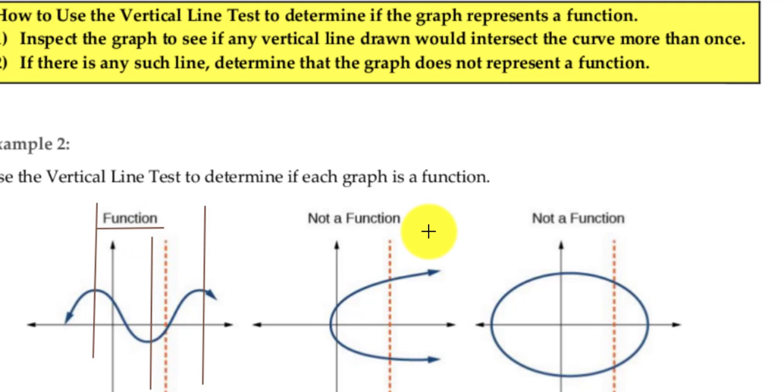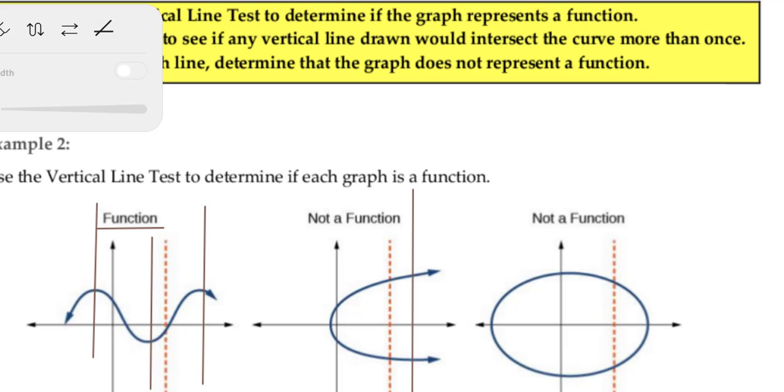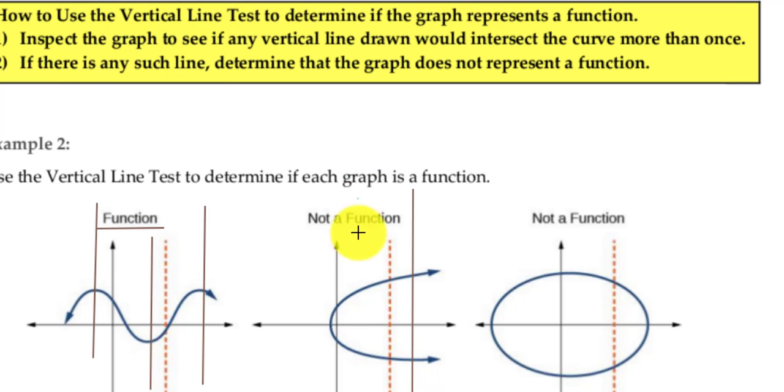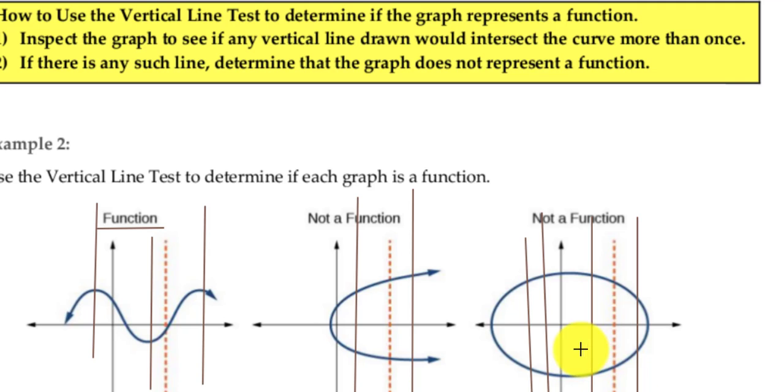Function. Now the second graph, when I draw my vertical line, notice how it intersects twice. There's an intersection, hold on, here and here. It intersects two times every time I draw a vertical line, so that means it's not a function. So if I draw a vertical line and it intersects my graph more than once, not a function. So these last two, you can see as I draw vertical lines, it's intersecting twice, so not a function, okay?